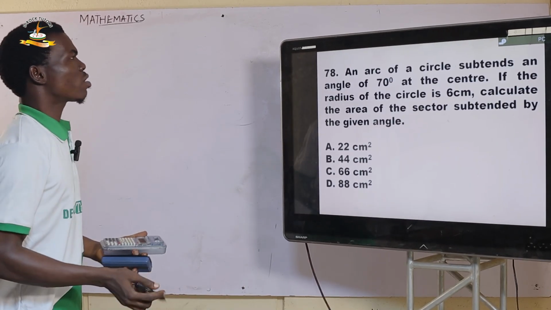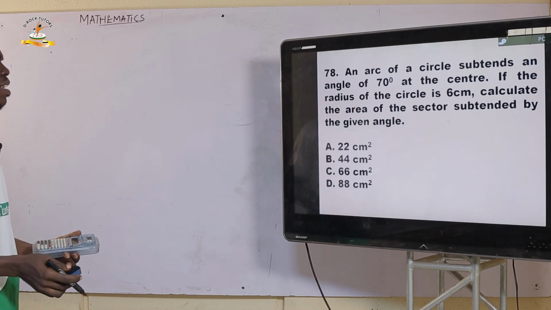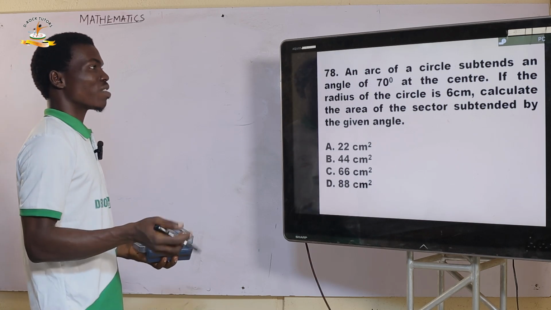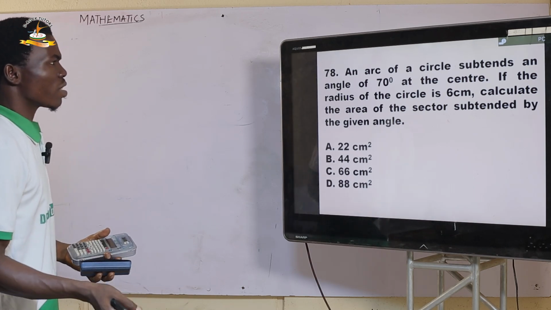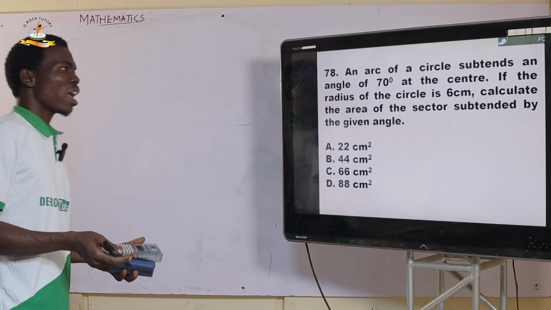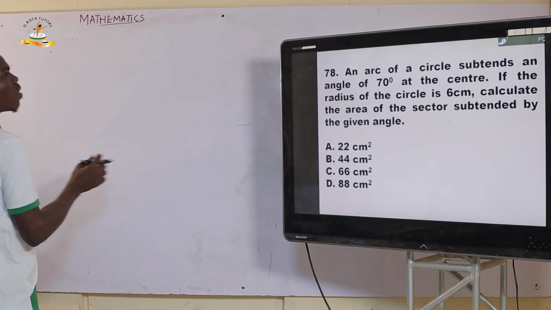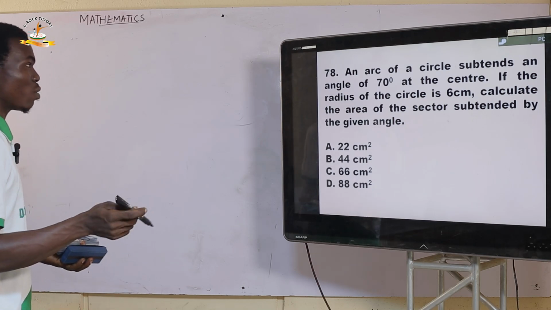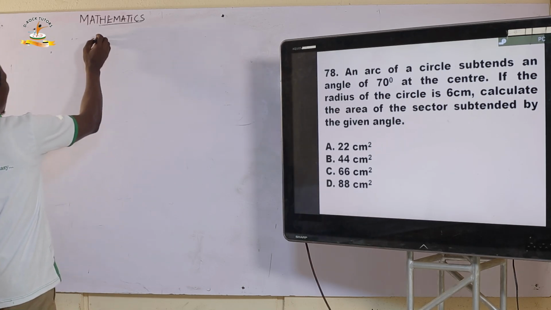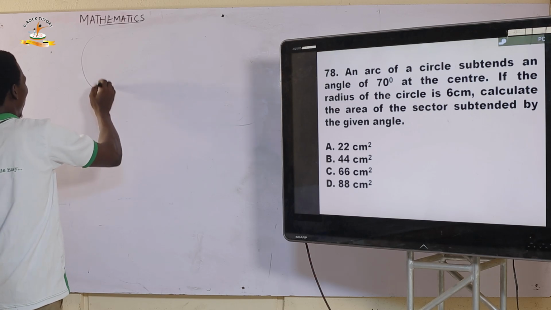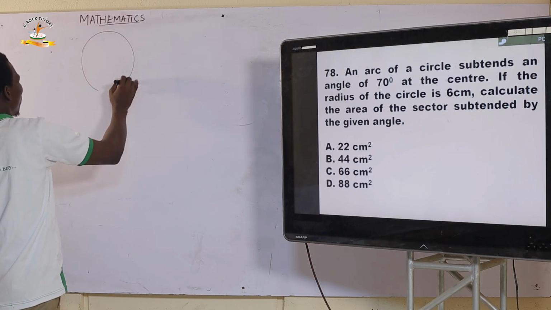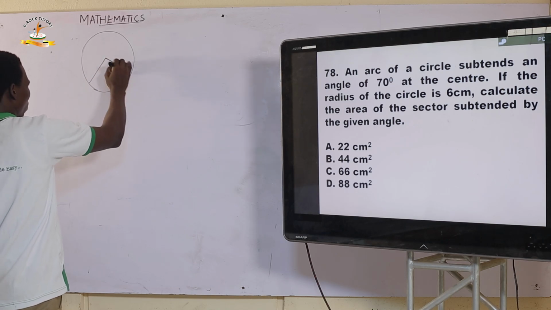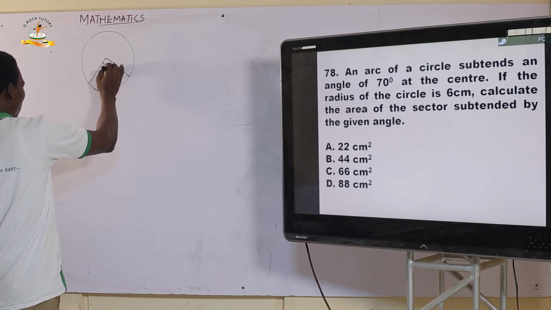Right, so question 78. An arc of a circle subtends an angle of 70 degrees at the center. If the radius of the circle is 6 centimeters, calculate the area of the sector subtended by the given angle. For an arc of the circle that subtends an angle of 70 degrees, let's quickly draw a circle. Let's say this is our center and this angle is just our 70 degrees.